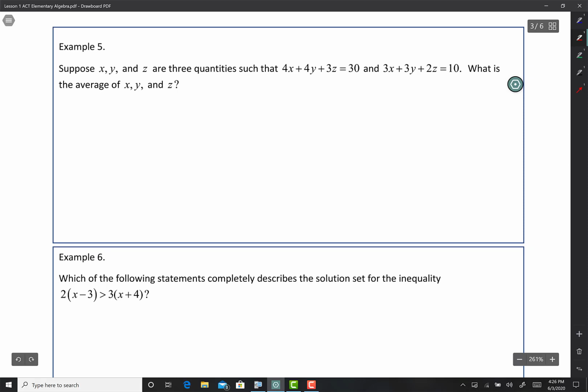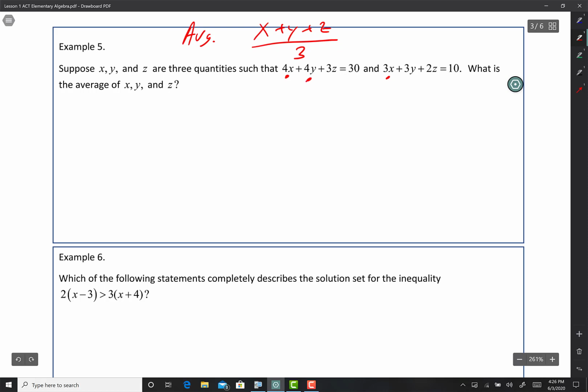Example 5. Suppose x, y, and z are three quantities such that 4x plus 4y plus 3z equals 30 and 3x plus 3y plus 2z equals 10. What is the average of x, y, and z? All right. Well, how do you find the average of anything? It's x plus y plus z, and there are 3 of them, divided by 3. That's how you find average. What I'm noticing, look again, guys, patterns.